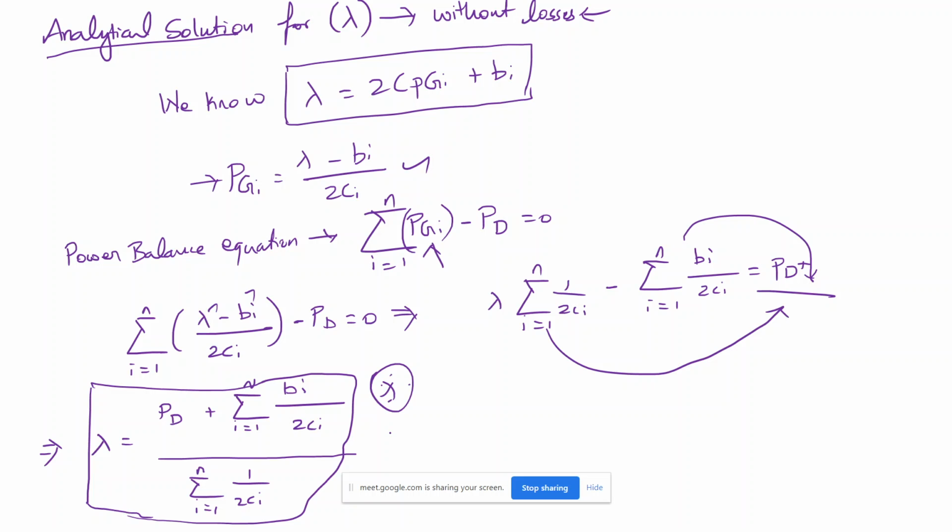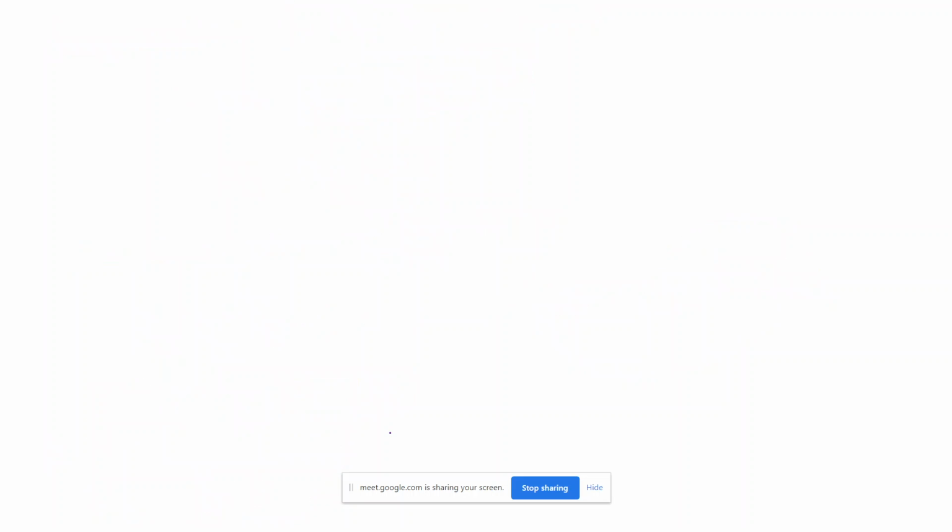Okay, now I will come up with an algorithm. So you know how to find out the lambda. Now we will systematically go through an algorithm to find out the economic dispatch without considering losses. So I will write an algorithm for that.